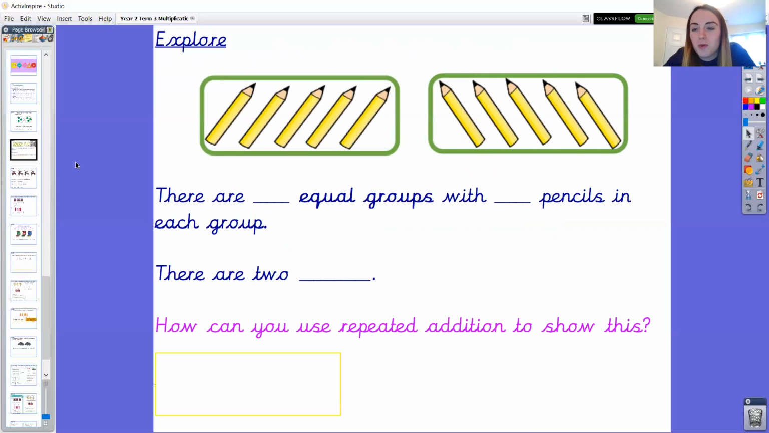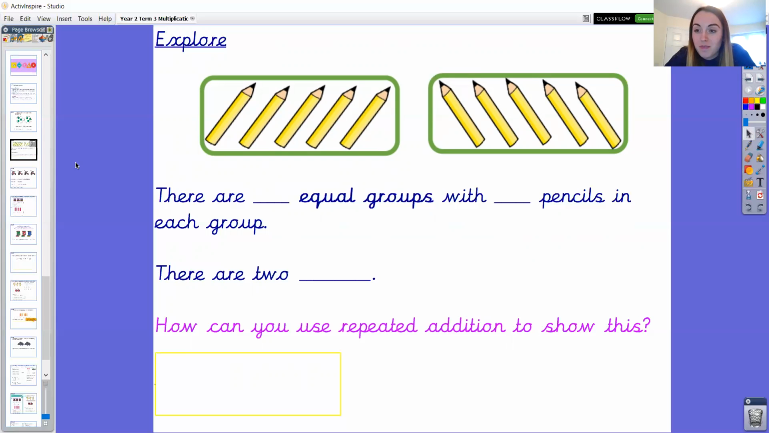Okay, moving on to our explore session. You will see on the screen that there is a picture of some pencils. You can see that these pencils have been grouped with the green outline around them. So as you can see on your screen, there are some STEM sentences to help you with describing the picture. I wonder if you could pause the video here and use these STEM sentences to describe what you can see.